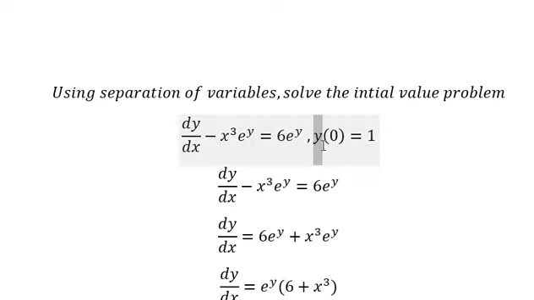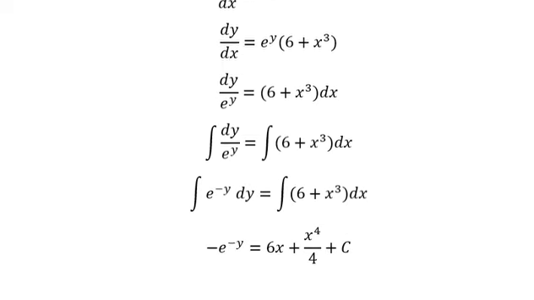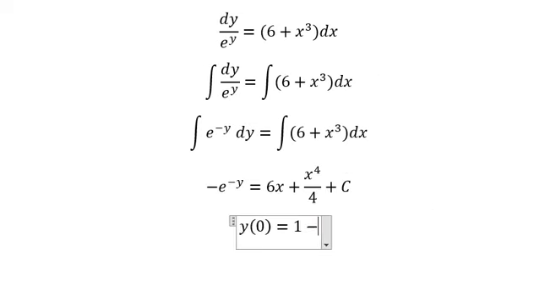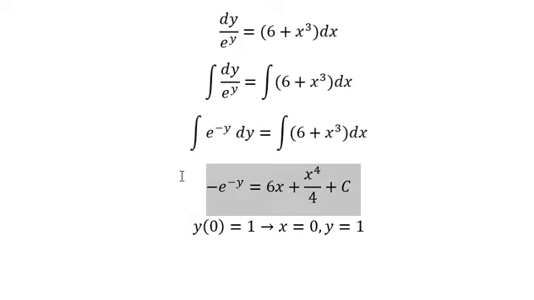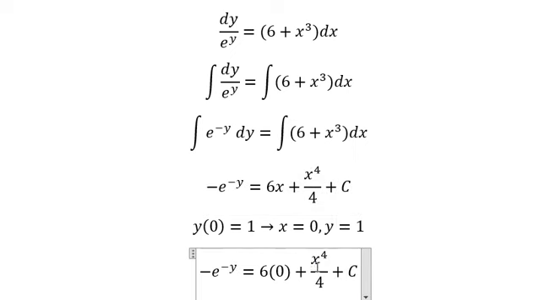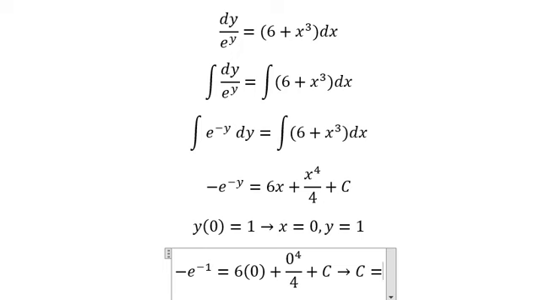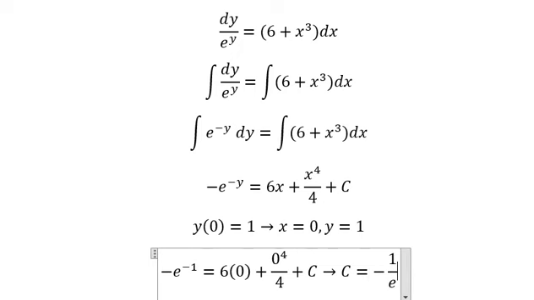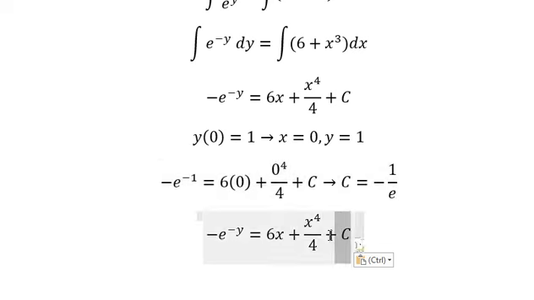Now we have the conditions. That means when s equals to number 0, y equals to number 1. So we put number 0 gone here and here. Number 1 gone here. Now we need to simplify, and we have negative 1 over e. So I will put this one gone here.